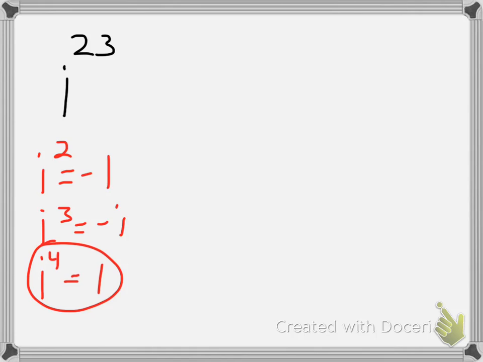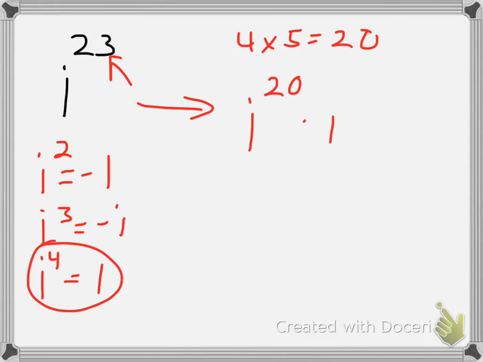Because of that, I'm going to say my power of 23. How many times is 4 divided into 23? It goes into it 5 times. So 4 times 5 gives me 20. What I'm going to do is split this now into i to the 20th and i to the 3rd. And recall I get this because 20 plus 3 would give me 23.